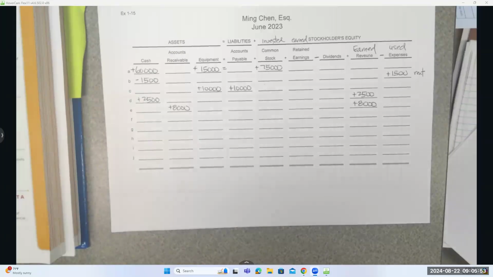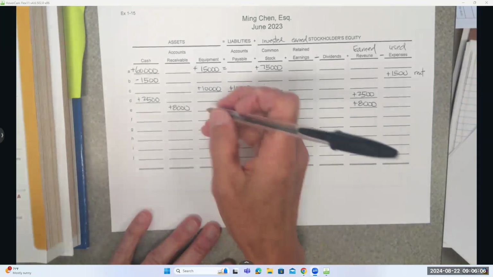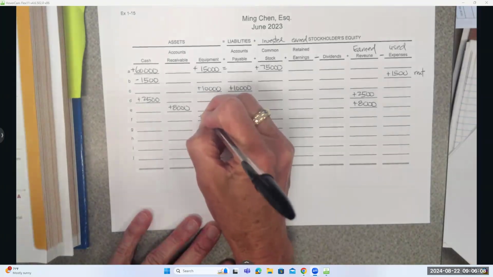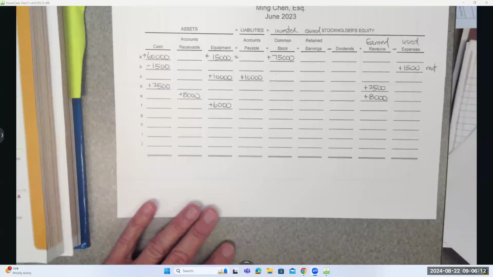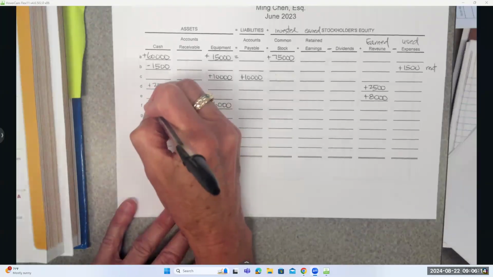Company purchased additional equipment. My goodness, what business do we have? We need so much equipment. For 6,000 cash. We have bought more equipment. We're going to add more on there. And how did we pay for it? Because we paid cash.